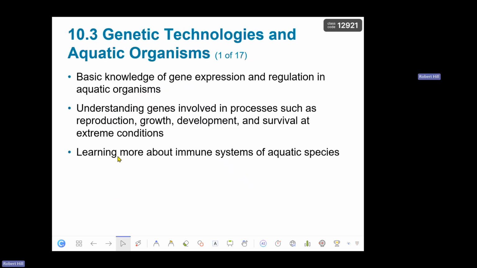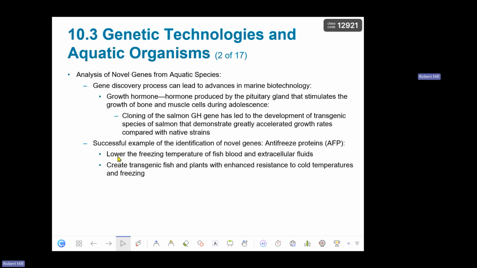So, all right, let's look now at genetic technologies. We've talked about a lot of these things in this course. By studying gene expression and regulation in aquatic organisms, scientists are trying to improve traits like growth, reproduction, and resilience. There's also a lot of interest in understanding the immune systems of aquatic species. These immune systems differ significantly from terrestrial animals. So gene discovery is really the cornerstone of marine biotechnology.